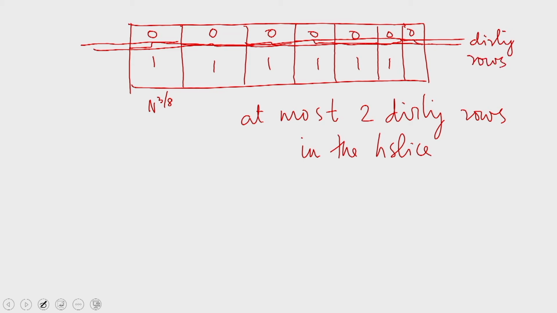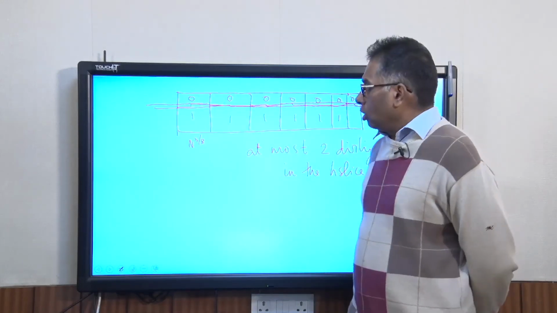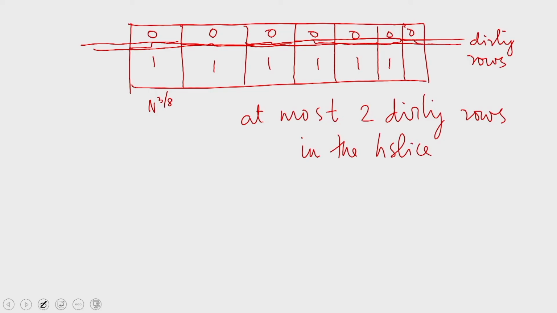So, every horizontal slice now looks about the same. The kinks in them differ by at most n power 1 by 8 between any 2 blocks, which means there can be at most 2 dirty rows. That is, this window of n power 1 by 8 is much smaller than the width of the block n power 3 by 8. Therefore, the most probable case is that this window will be entirely within one row, which means the horizontal slice is likely to have only one dirty row, but it is also possible that it spills over to adjacent rows, in which case there could be 2 dirty rows overall. So, when you consider 2 horizontal slices, they have at most 2 dirty rows.